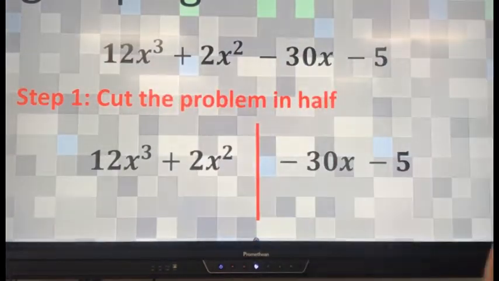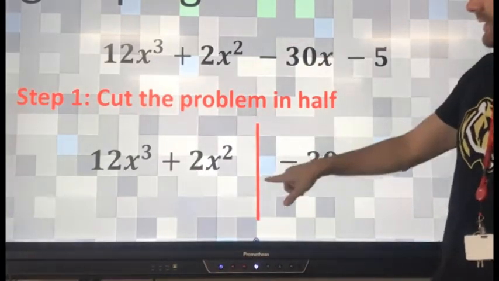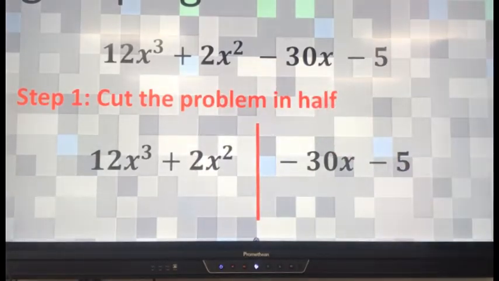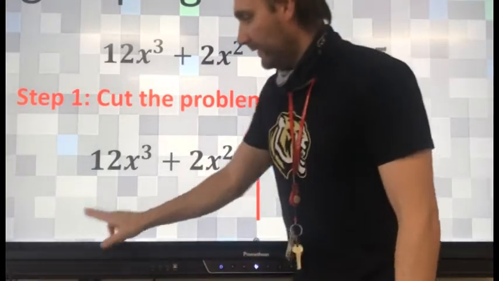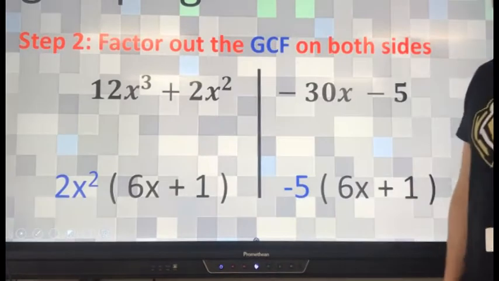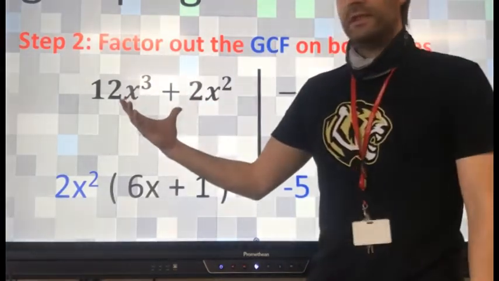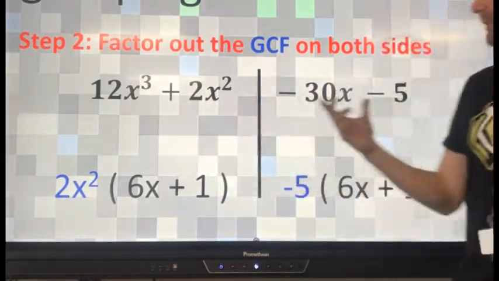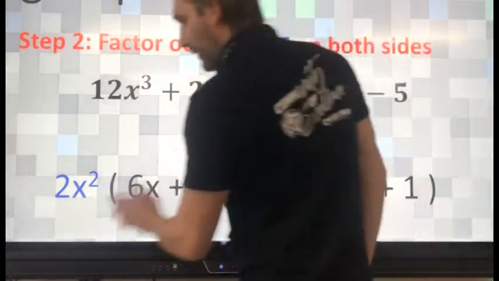polynomial. Well, we don't know how to factor 4 terms, so why don't we, step 1, cut this polynomial in half. So I have 2 halves, 2 on each side. Because that's going to help us, because what we do know how to do is to factor out a GCF given 2 terms. So you see here has 2 different problems in one.